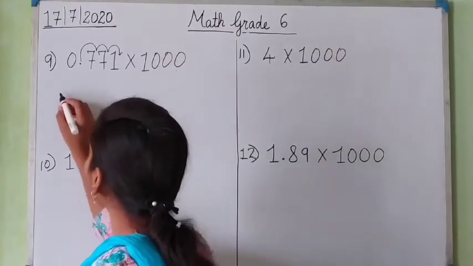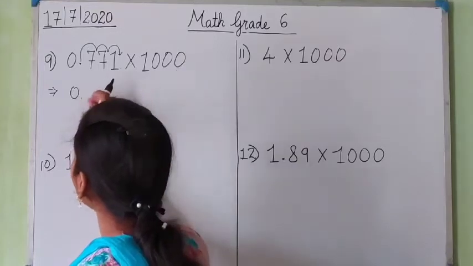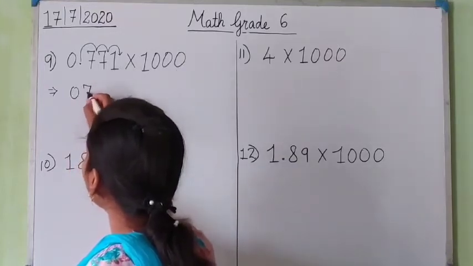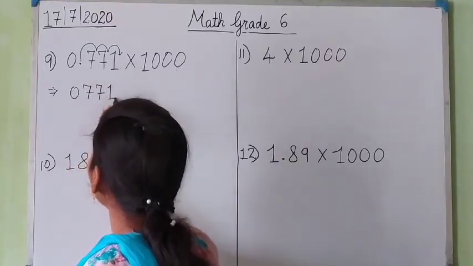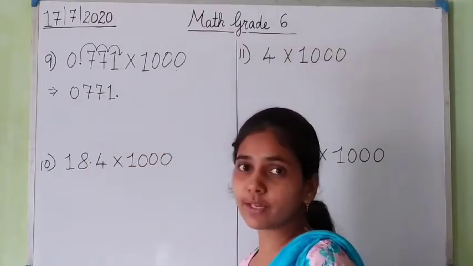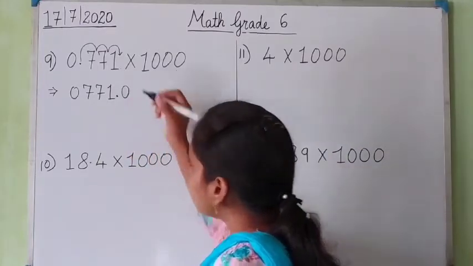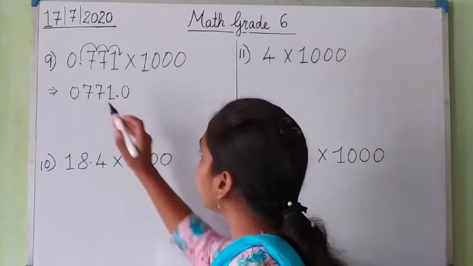So the number becomes what now? 0771 point. And here there is no number after 1. There is no number after the decimal point, so we put a 0. Okay, so this number is what?